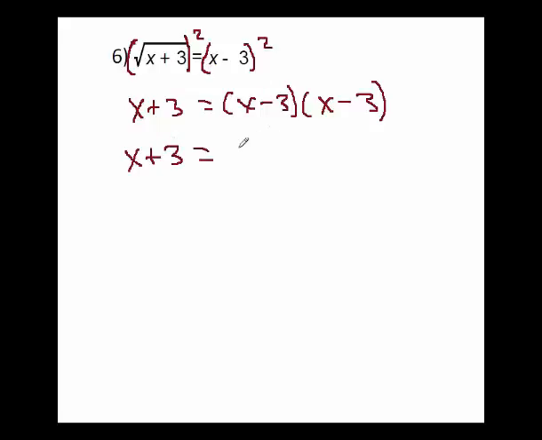X times x is x squared. The inner is negative 3x. Again, the outer is negative 3 times x is negative 3x. So that's negative 6x altogether. Positive 9 for the last.